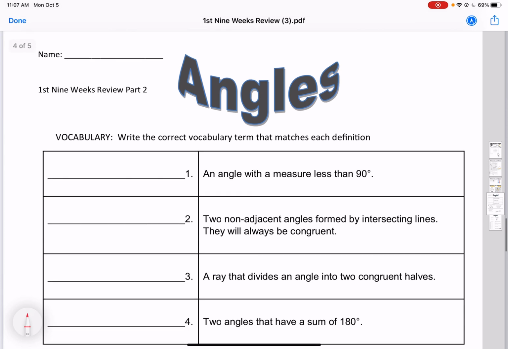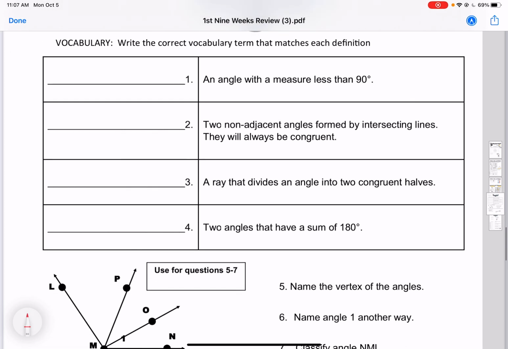Okay. All right, angles. We literally just took a test over this. So angles that measure less than 90, acute. Two non-adjacent angles formed by intersecting lines, they will always be congruent. Vertical angles. A ray that divides an angle into 2 congruent halves, angle bisector. Two angles that have a sum of 180 degrees, so this is supplementary.